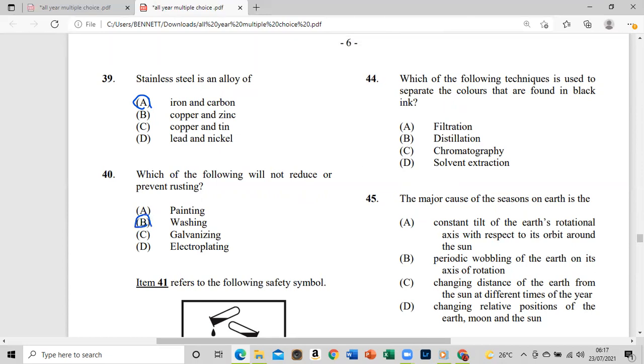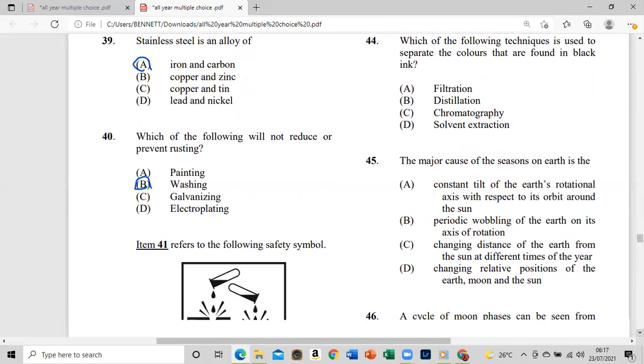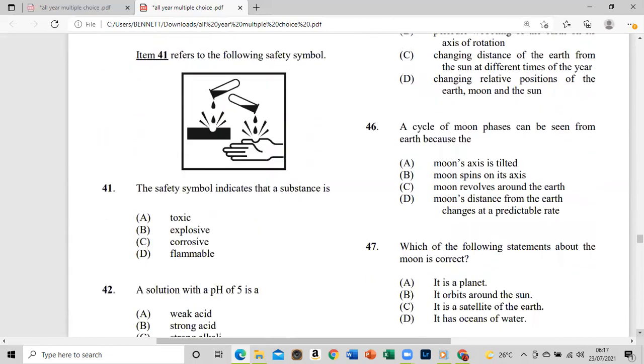Let's move on to 41. The safety symbol indicates for a substance is it toxic, explosive, corrosive, or flammable? So 41 is corrosive. We just discussed that up here.